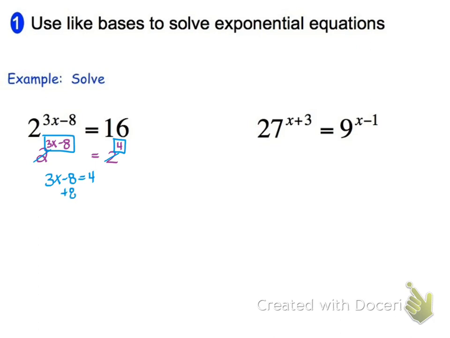So if we add 8 to both sides, 3x equals 12, and divide by 3, we can see that x is going to have to equal 4.